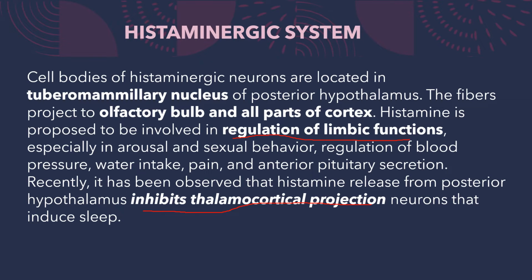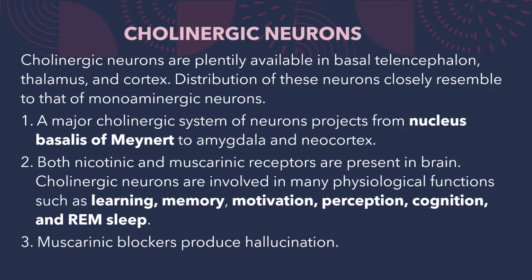Okay, so it means it produces sleep. In other words, it helps in the genesis of sleep. And then the cholinergic neurons are plentifully available in basal telencephalon, thalamus and cortex. Distribution of these neurons closely resembles that of monoaminergic neurons. A major cholinergic system of neurons projects to nucleus basalis of Meynert, to amygdala and neocortex.